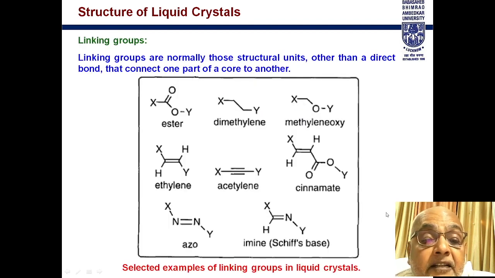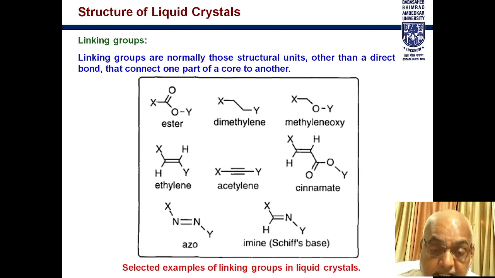Then the linking group. Linking groups are normally those structure units other than a direct bond. They connect one part of the core to another part. This is like the structure connected to a phenyl ring, and they are called the linking group. There are some examples of the linking group in the liquid crystal.